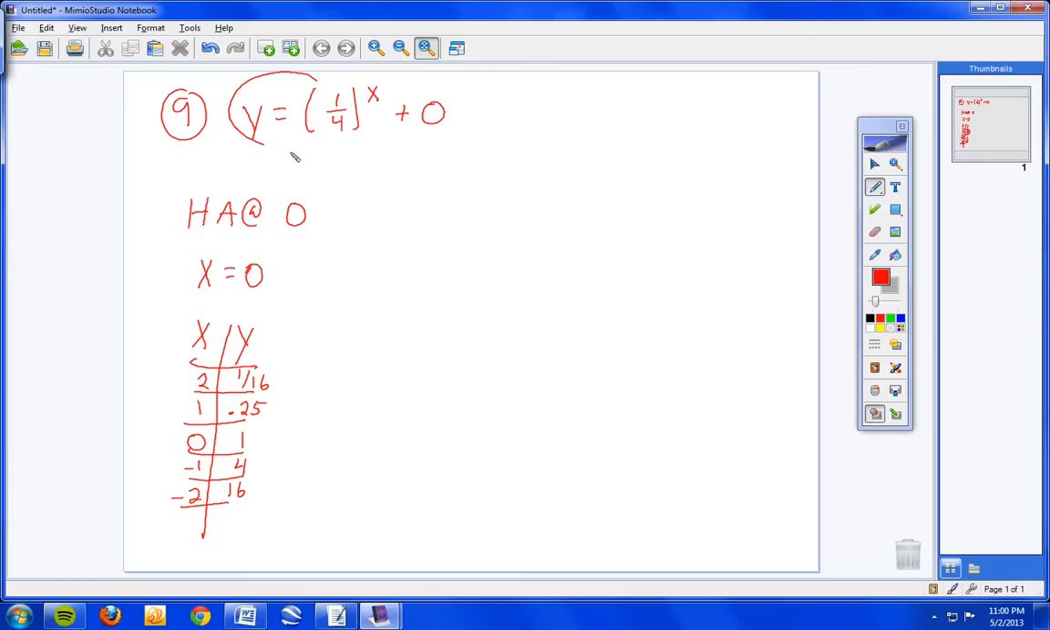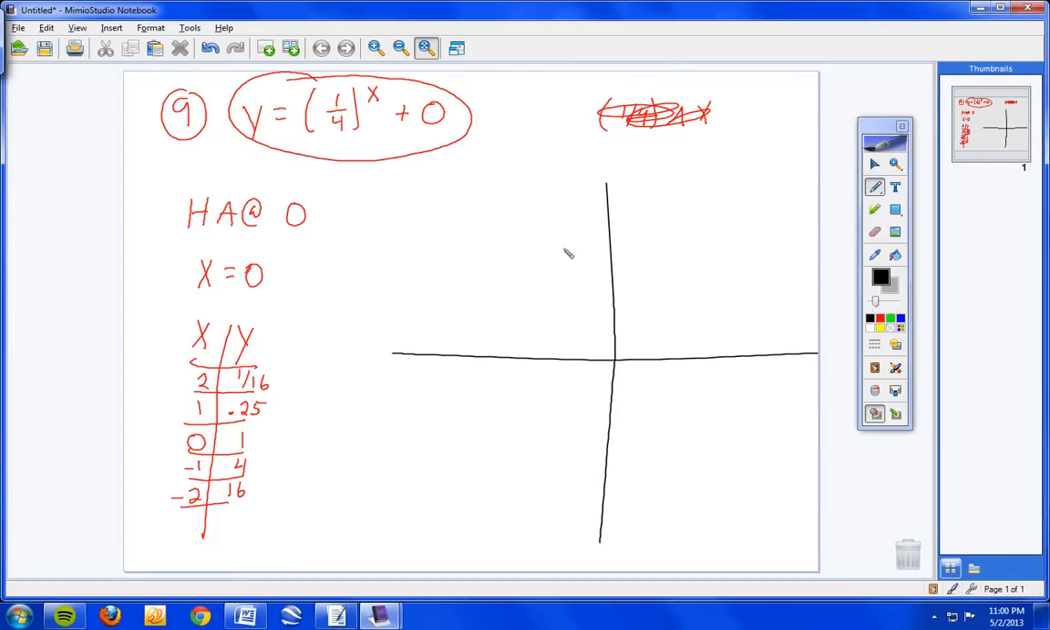You type this into your grapher. Don't forget when you type it in to put parentheses around the 1/4, and then arrow, and then x, okay, when you type this in. All right, let's go ahead and take a look at the graph. Your horizontal asymptote is at 0, so here's my horizontal asymptote going across.